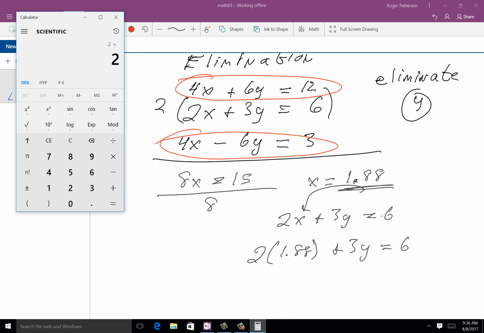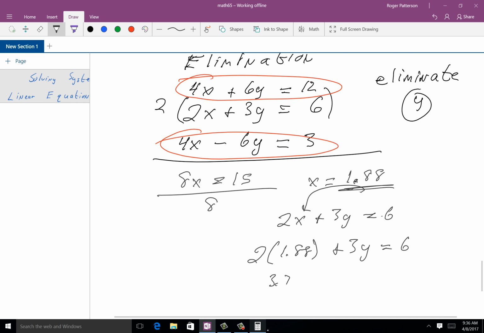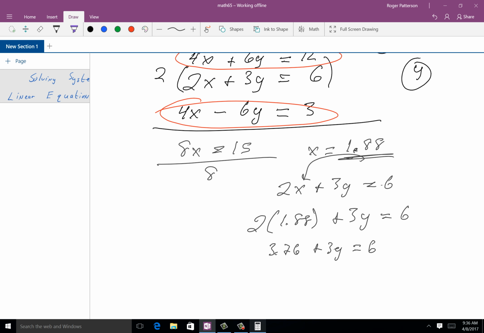Two times 1.88, 3.76, plus 3y equals 6. And now I just got to figure out what y is. Okay, so again, we're just solving these, which I know you did a lot of.